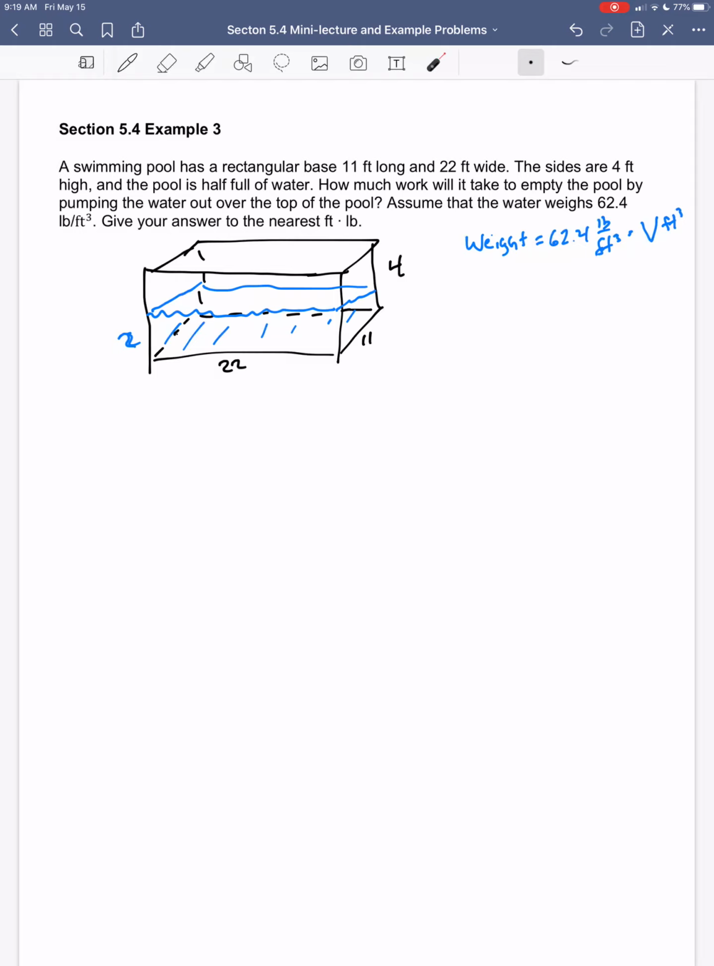So how do we approach this? Well, imagine we could freeze the water, although that would change the density, so we don't really want to do that. But assume we could freeze the water, and then we're just going to take a thin slice of the water. So imagine just coming here and taking a thin slice of that water all the way along, and we're going to call that thickness delta x.